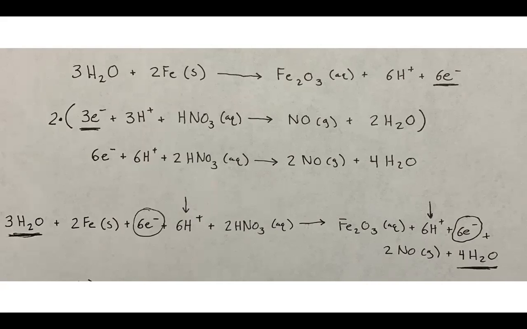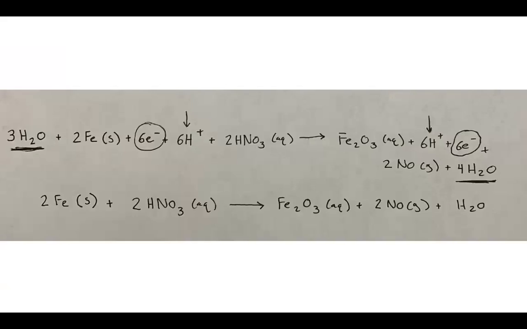Now, with an arrow above it, we have 6 H plus on each side of the equation. So those will completely cancel each other out, and we will not, in this problem, have free H plus in our final equation. This slide is showing that rough equation where we're still canceling things out, and below it is the final version. Your final equation here should have been 2 iron molecules plus 2 nitric acids goes to iron 3 oxide plus 2 nitrogen monoxides plus a singular molecule of water.